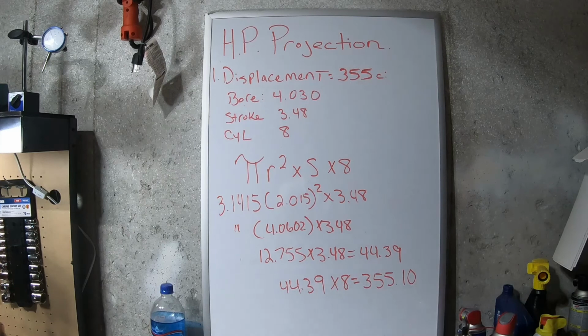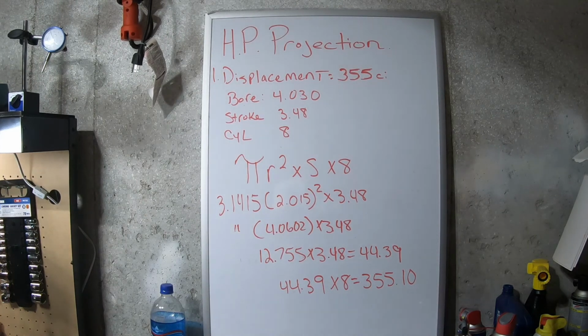The radius is half the diameter. Now you notice my bore is 4.030. Well, the radius is half of that, so the radius is 2.015 inches. Then you square that, and then you multiply that by the stroke, which is 3.48 inches. So the next line down, you end up with pi times the square of 2.015, which is 4.0602, times the stroke. That gives you 12.755 times 3.48 for the stroke, and that gives you the displacement of each cylinder.